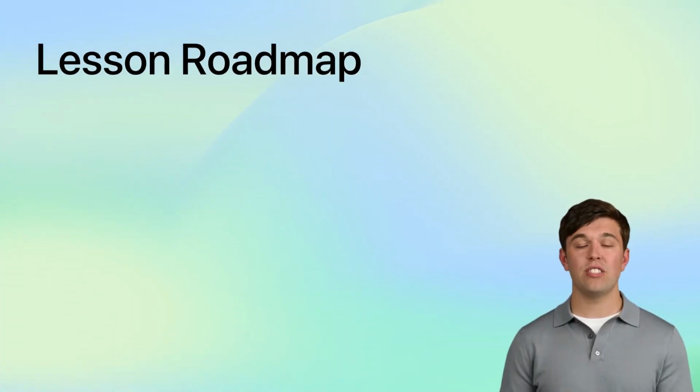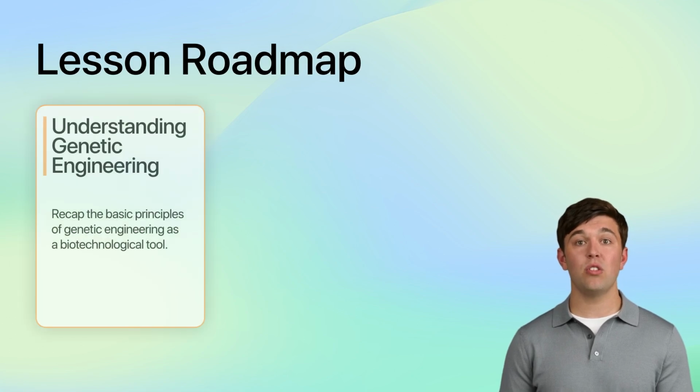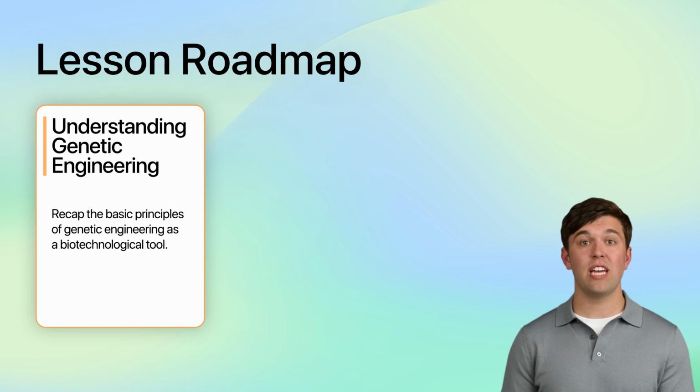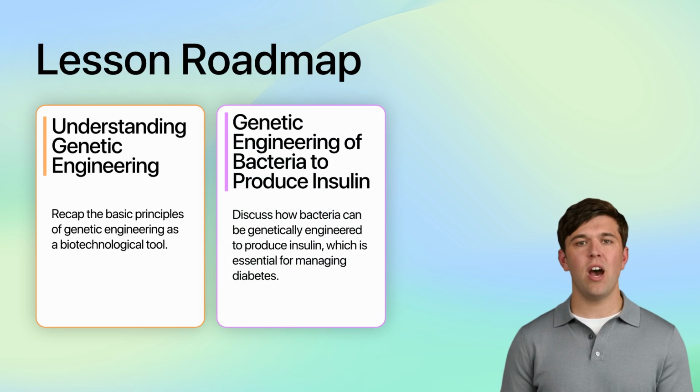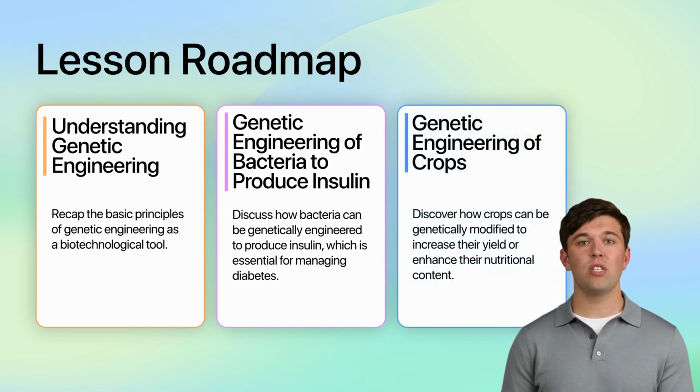Our lesson today covers several key points. We will first recap the basic principles of genetic engineering as a biotechnological tool. Then, we will discuss how bacteria can be genetically engineered to produce insulin, which is essential for managing diabetes. Following that, we will look at how crops can be genetically modified to increase their yield or enhance their nutritional content, addressing issues related to food security.